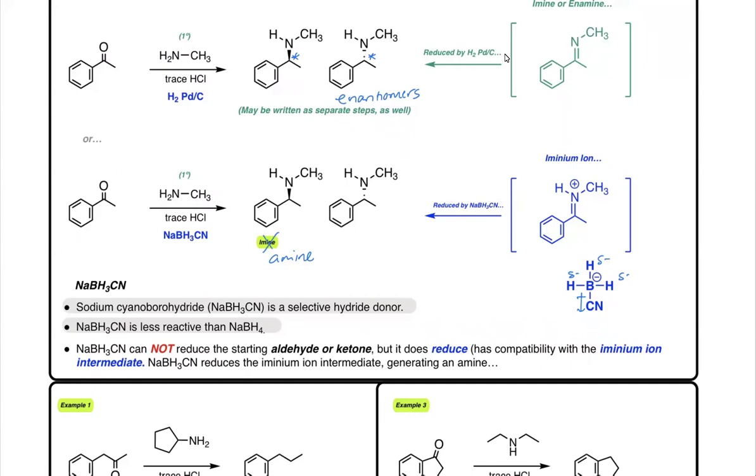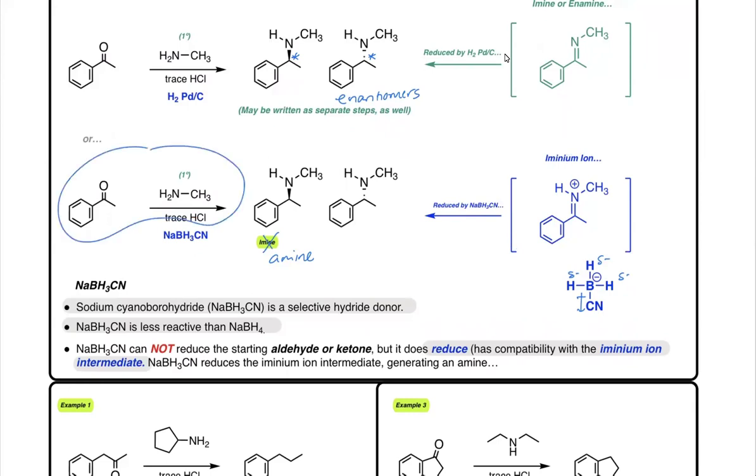Rather, NaBH3CN is going to have compatibility with the iminium ion intermediate. Remember, that's the last intermediate that is formed in the process of generating an imine or an enamine, where we've got the carbon-nitrogen double bond and the nitrogen has that positive formal charge. So it's safe to actually have NaBH3CN in that reaction mixture. It's not going to react and reduce the ketone. It only has compatibility with the iminium ion.